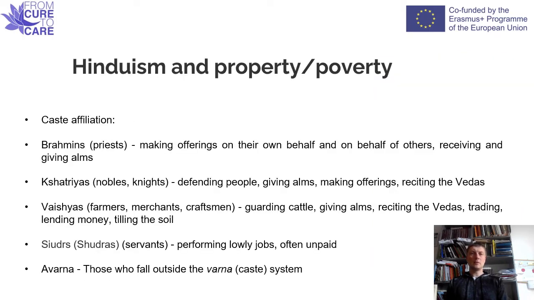Hinduism developed a concrete social system, a concrete social stratification, which falls into 5 categories, 5 castes: priests, nobles and knights, farmers, merchants and craftsmen, servants, and Avarna, those who fall outside the Varna, the caste system.